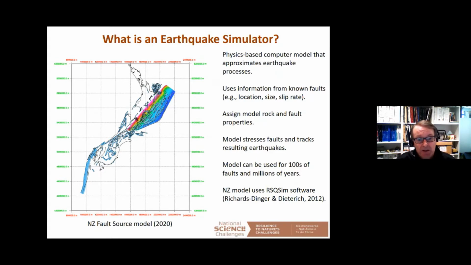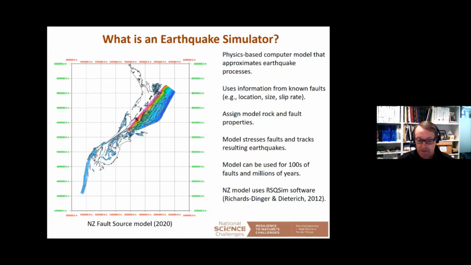The upside of this particular model is that we can use hundreds and hundreds of faults, and we can generate earthquakes over millions of years. Over that period of time, at least in the model space, we have a complete record of all the earthquakes, and that in itself is quite useful. We can have hundreds of thousands of earthquakes in the model, and that really puts us in the space where we can start to think about looking at the statistics of the earthquake process and the probabilities of certain events happening.